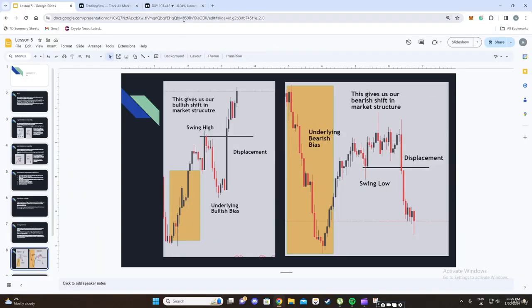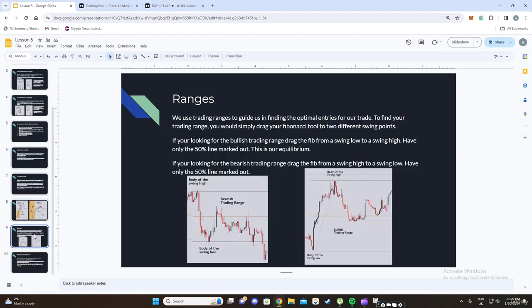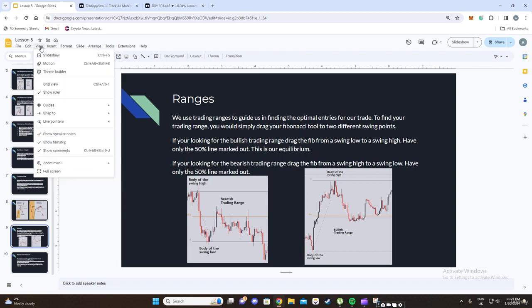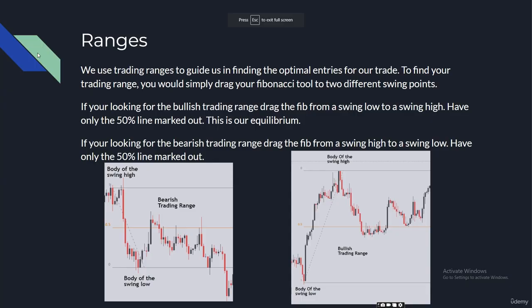So let me go real quick in the charts. No, actually before I do that, let me quickly explain to you guys what ranges are. We use trading ranges to guide us in finding the optimal entries for our trade, and to find if a price is either overbought or oversold.